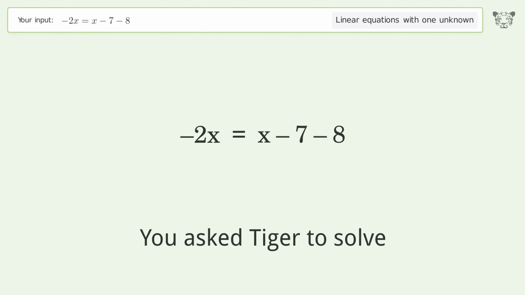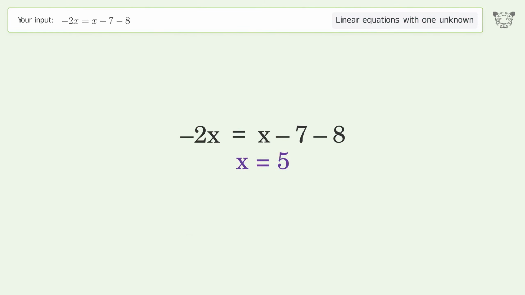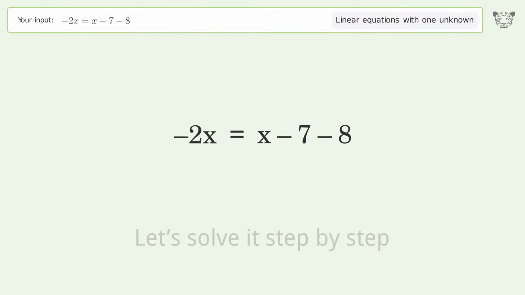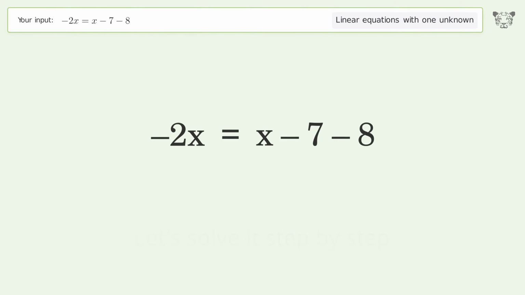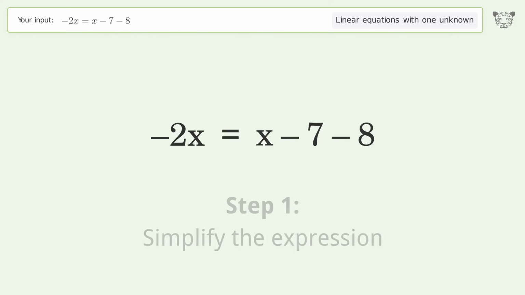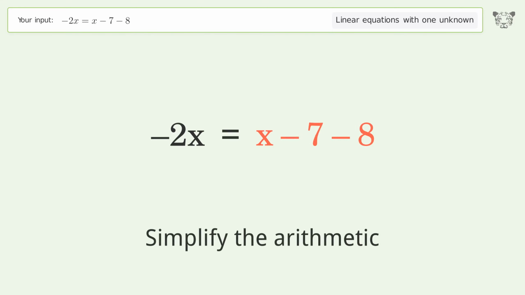You ask Tiger to solve. This deals with linear equations with one unknown. The final result is x equals 5. Let's solve it step by step. Simplify the expression. Simplify the arithmetic.